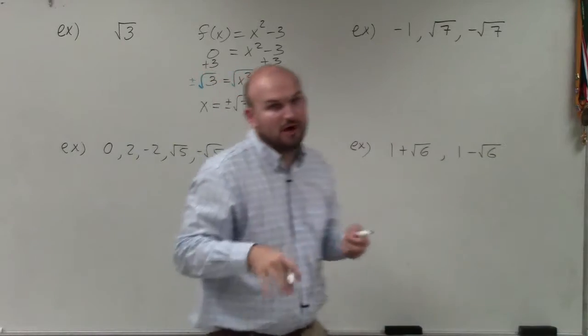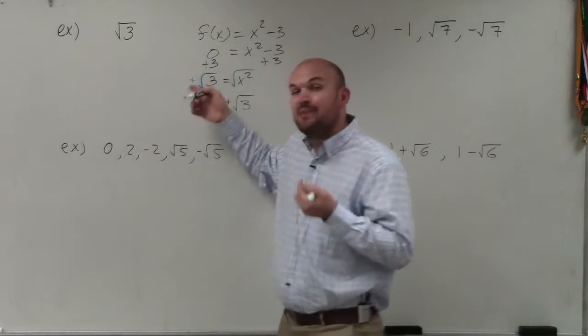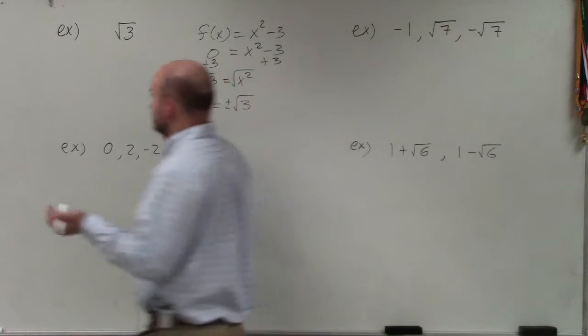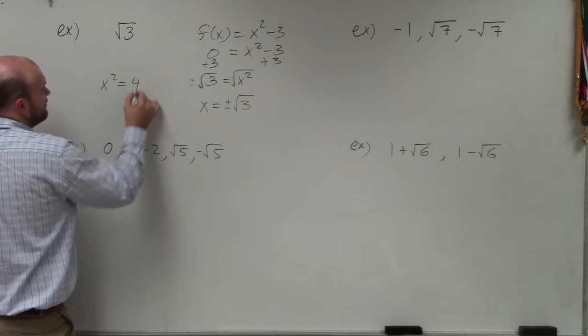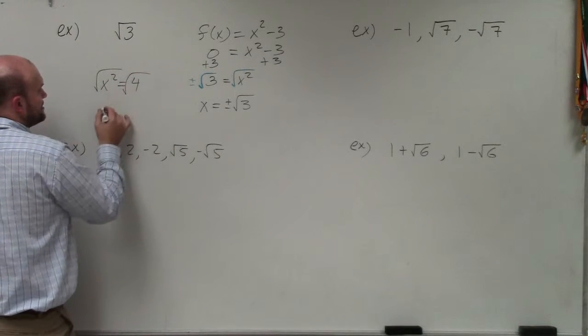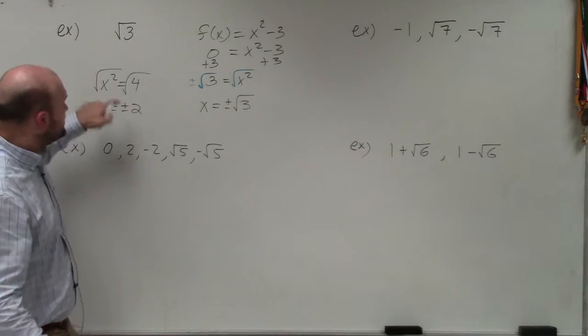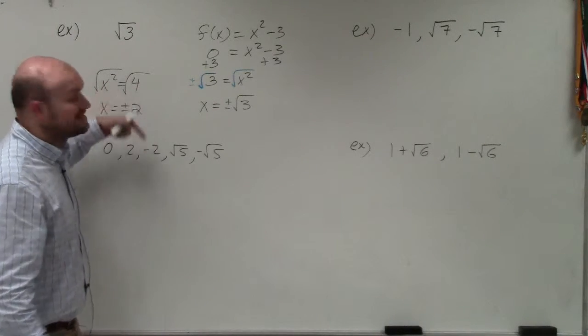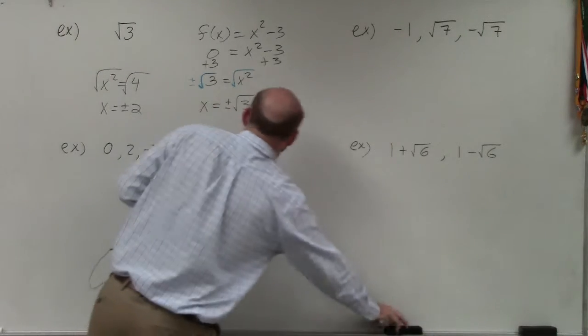So anytime you're solving and you're going to have an irrational zero or irrational solution, you're going to have the positive and the negative. For instance, let's look at a number we can take the square root of. Let's say x squared equals 4. If I take the square root to solve, I get x equals plus or minus 2, because negative 2 times negative 2 gives you 4, and positive 2 times positive 2 gives you 4. So you have to include the plus or minus.